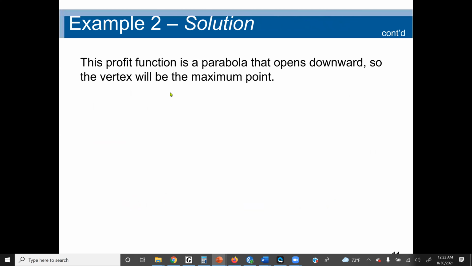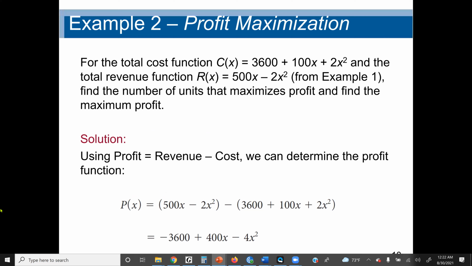So this profit function is a parabola that opens downward. As we can see, x squared is minus 4, which is less than 0. So if a is less than 0, we said it opens downward. And when you open downward, the vertex's value will be our maximum. And that's what we are looking for, the maximum. If you open upward, we can't find the maximum, we rather can find the minimum.